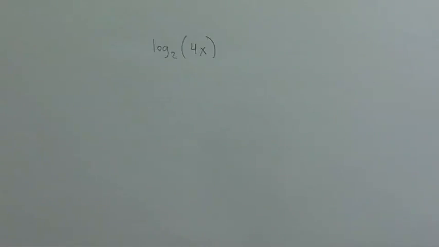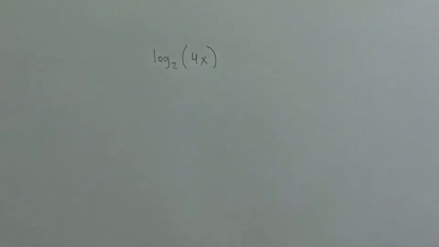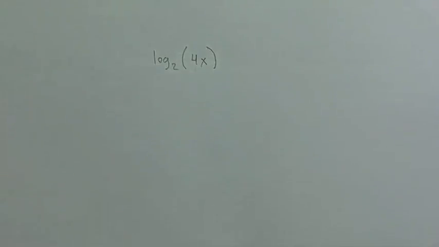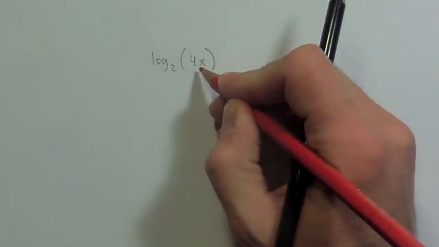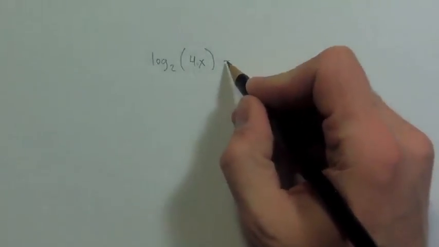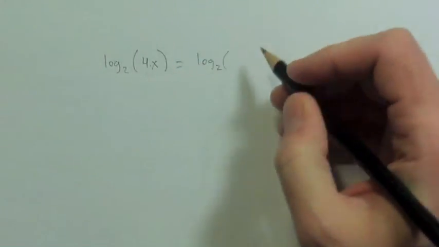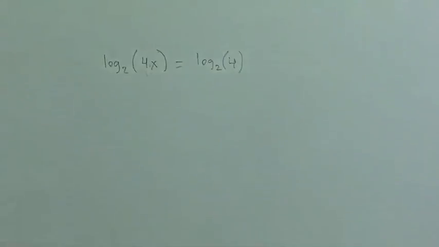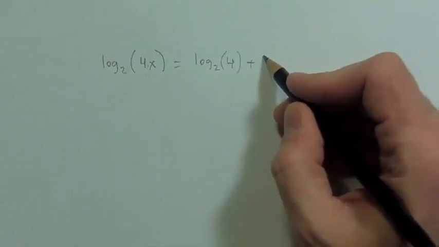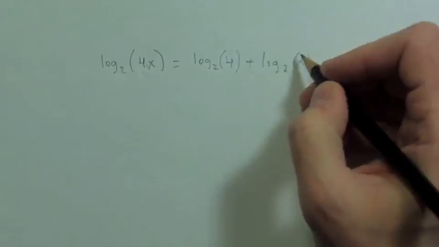All right, so let's just look at an example. Let's say we had log base 2 of 4x, and I wanted to simplify this. So what I have here, this is a product, right? I have two things multiplied together. I could fit a dot in there, 4 times x. And so we can split this up as log base 2 of 4, and since we're multiplying, I split it up with addition. So it'll be log base 2 of 4 plus log base 2 of x.